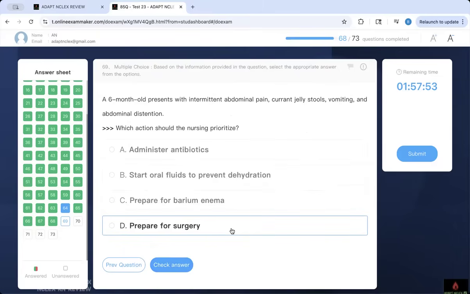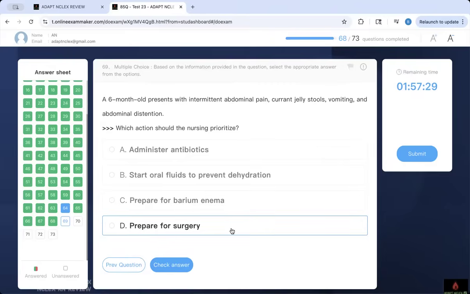A 6-month-old presents with intermittent abdominal pain, currant jelly stool, vomiting, abdominal distension. I've given you buzzwords for a condition. Which action should the nurse prioritize? Antibiotic. Start oral feed to prevent dehydration. Prepare for barium enema. And prepare for surgery.